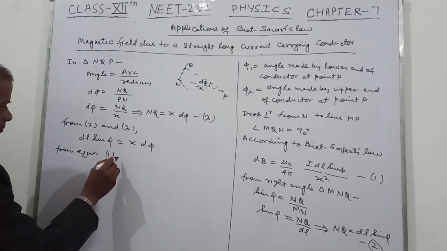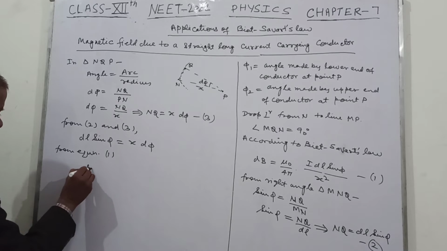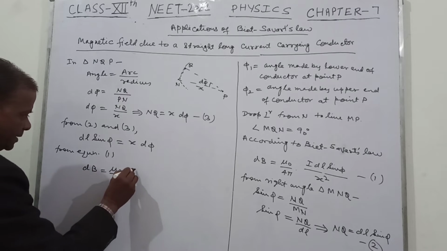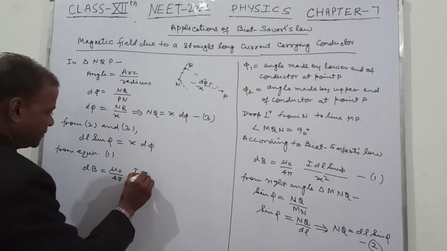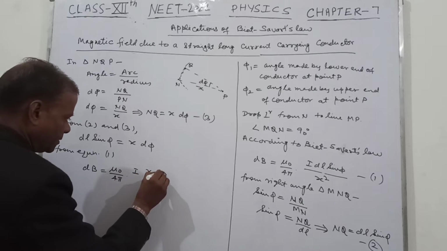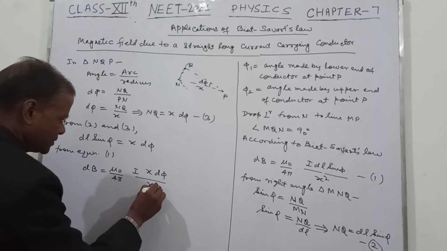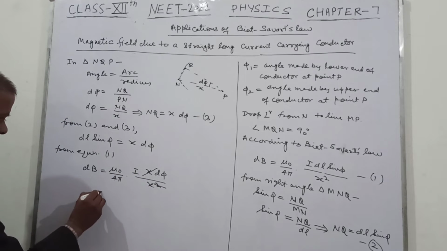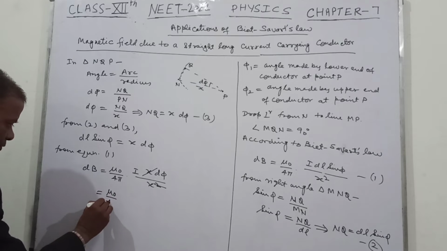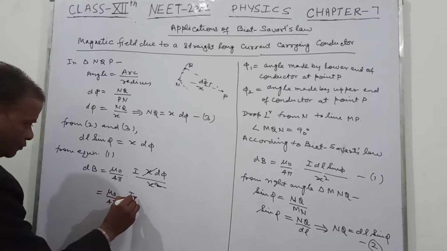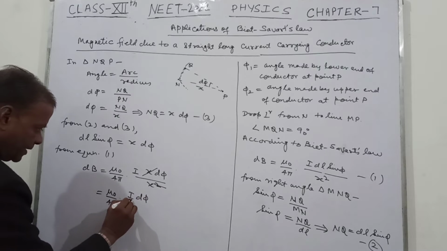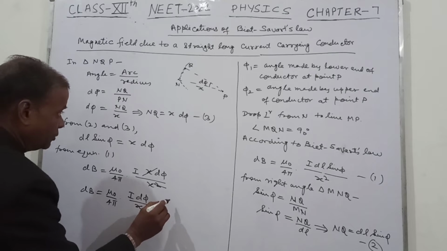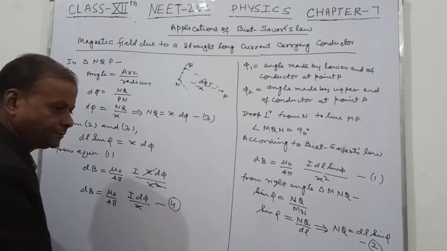So using equation 1, what we have, this dB is equal to mu naught upon 4 pi into I, dl sin phi is now your x d phi, upon x square. So now this x will cancel by this one. So what we have, this mu naught upon 4 pi into I d phi upon x. This is equal to dB. This is now equation number 4.